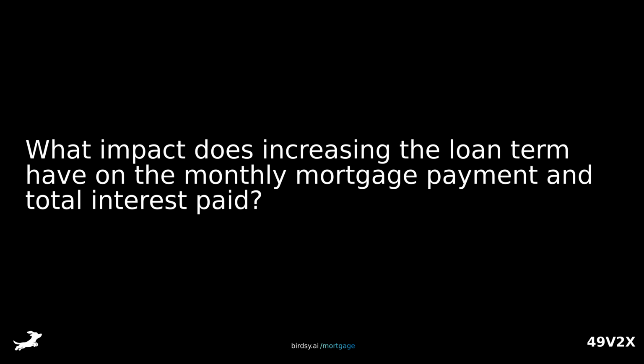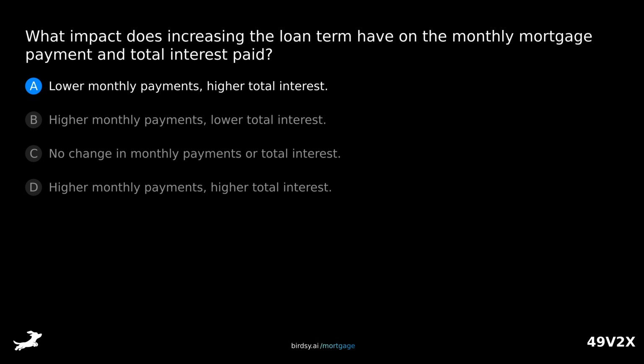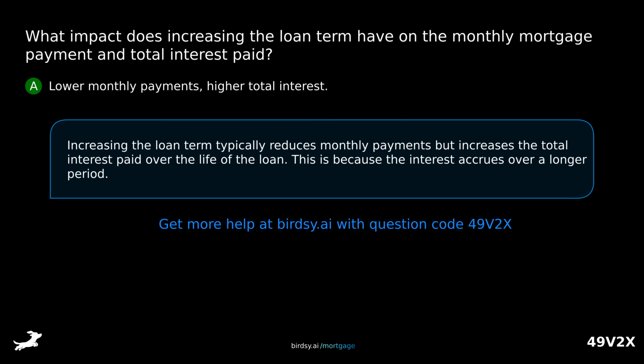What impact does increasing the loan term have on the monthly mortgage payment and total interest paid? Is it A, lower monthly payments, higher total interest, B, higher monthly payments, lower total interest, C, no change in monthly payments or total interest, or D, higher monthly payments, higher total interest? The answer is A, lower monthly payments, higher total interest. Increasing the loan term typically reduces monthly payments but increases the total interest paid over the life of the loan. This is because the interest accrues over a longer period.